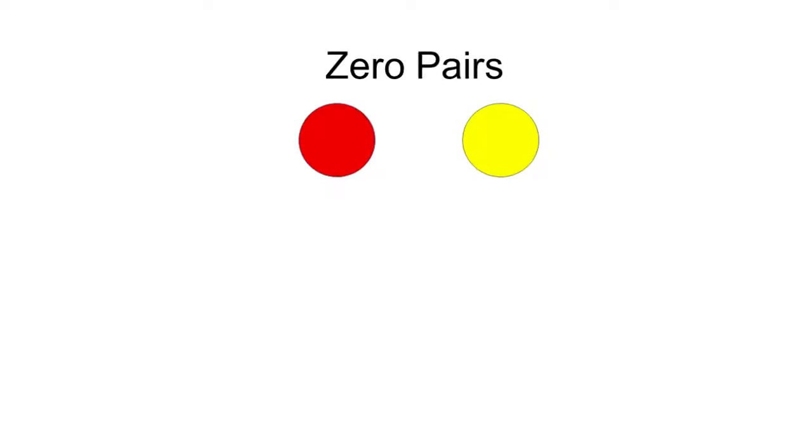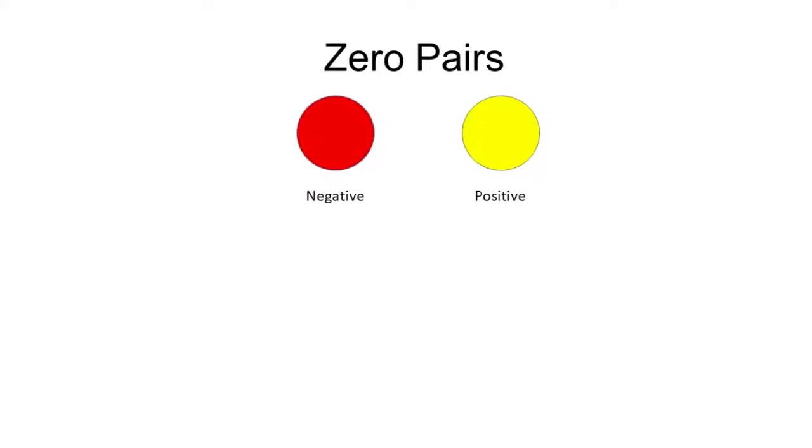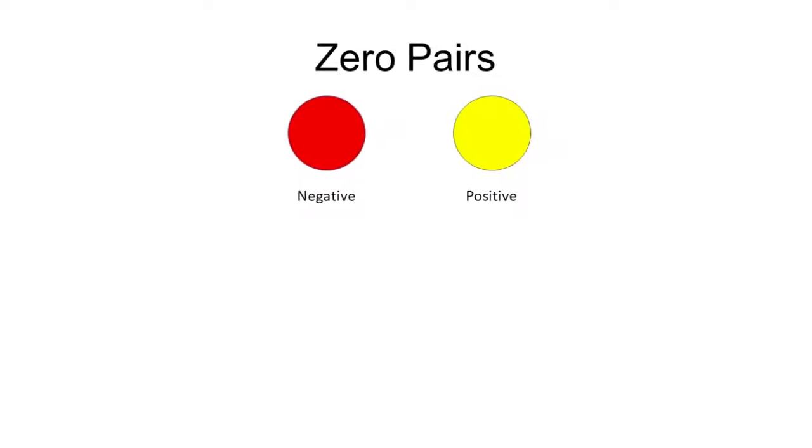So thinking about our last lesson in adding integers, we still need to remember what a zero pair is. That's when we put a red chip with a yellow chip. Red represents negative, yellow represents positive, and when we put those two things together, we get a sum of 0.